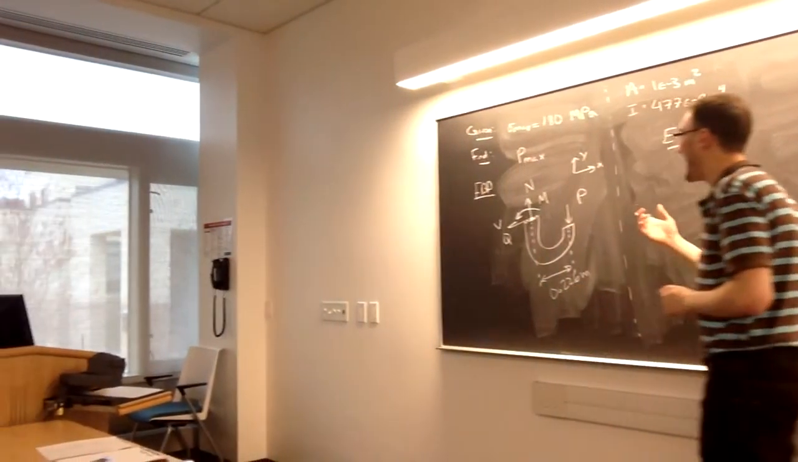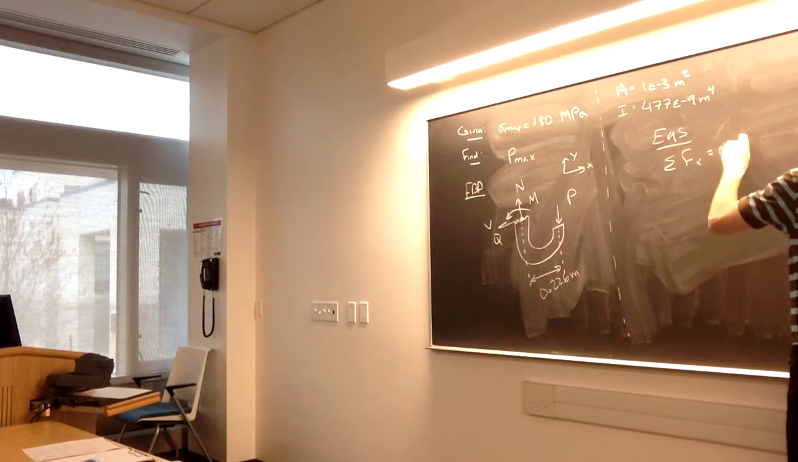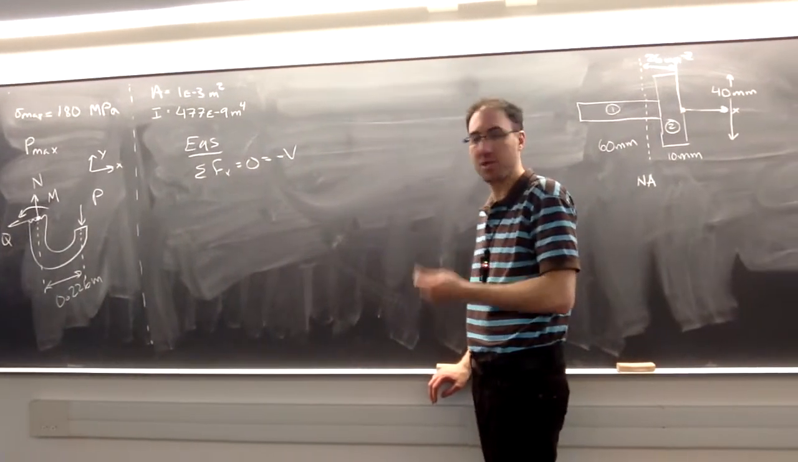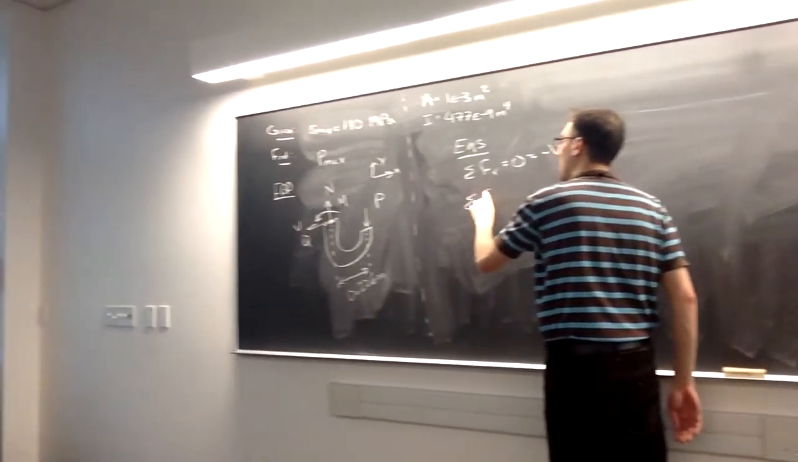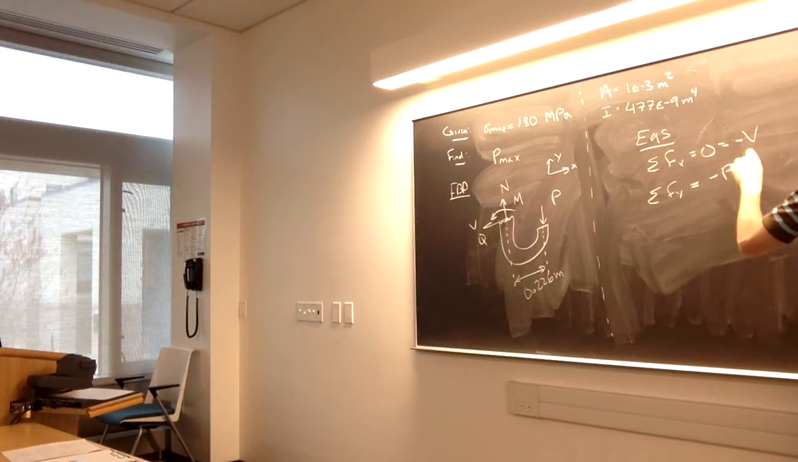And so I need to know N, I need to know M. So first, sum of forces X right away will tell me that that internal shear force will be 0, which means I won't have an internal shear stress here, just normal stresses. In the y direction, I'll have negative P plus N.